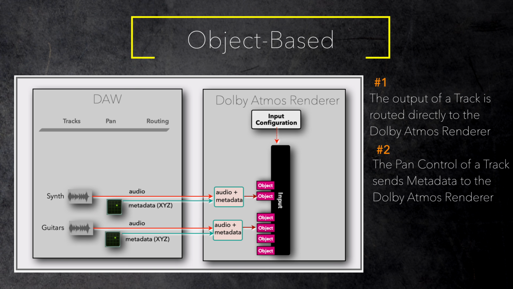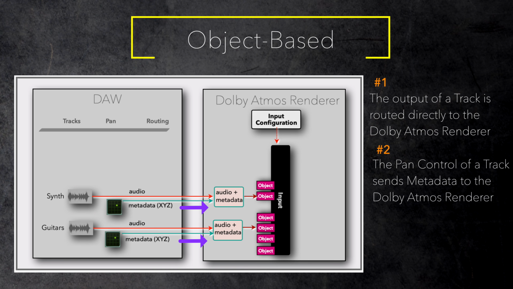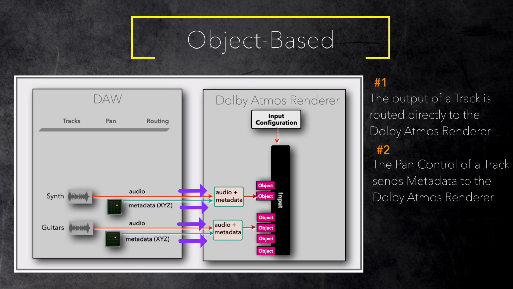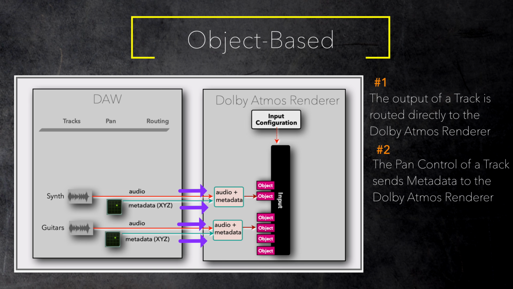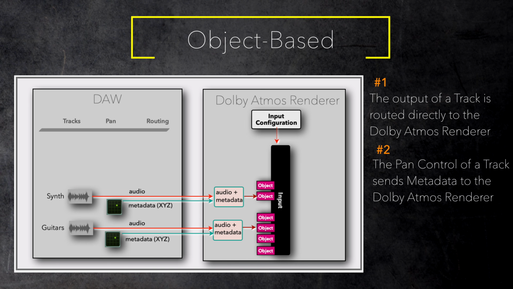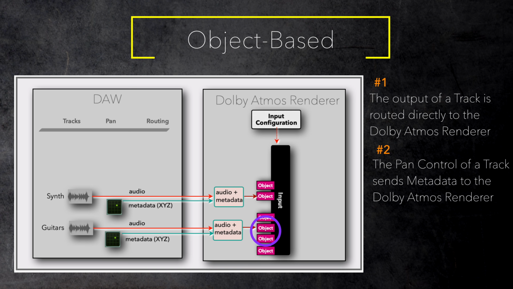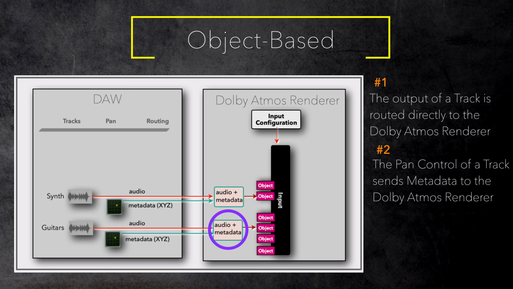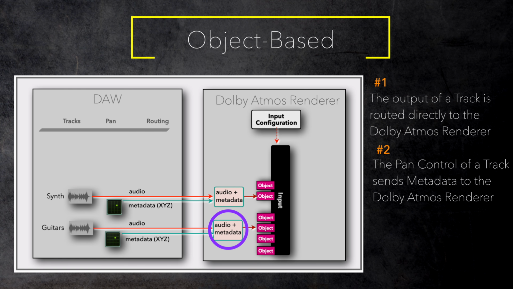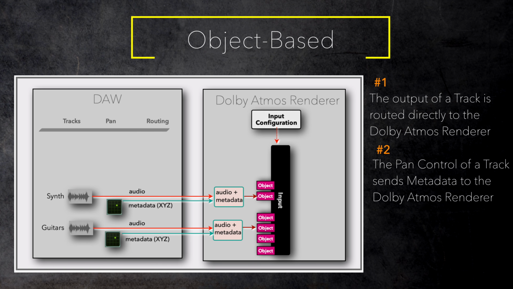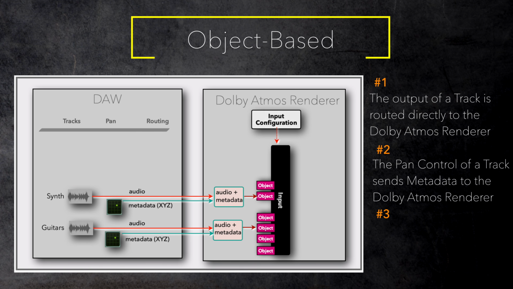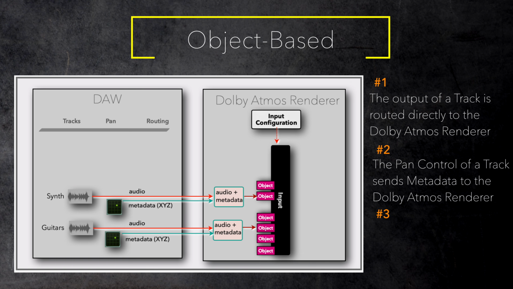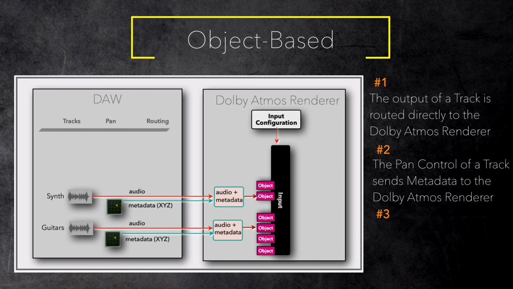That metadata will also be sent to the Dolby Atmos renderer along with the corresponding audio signal on that same channel. That signal on that track now is referred to as an object. Keep in mind that this separate transmission of audio signal and its pan information requires some special configuration on your DAW. Number 3. There is an important exception to that concept of audio signal plus metadata that can cause some confusion.